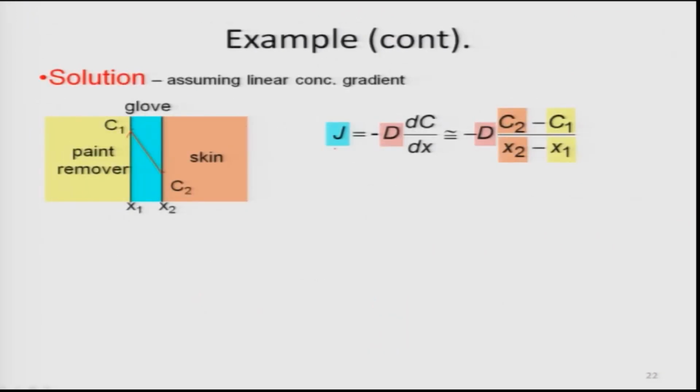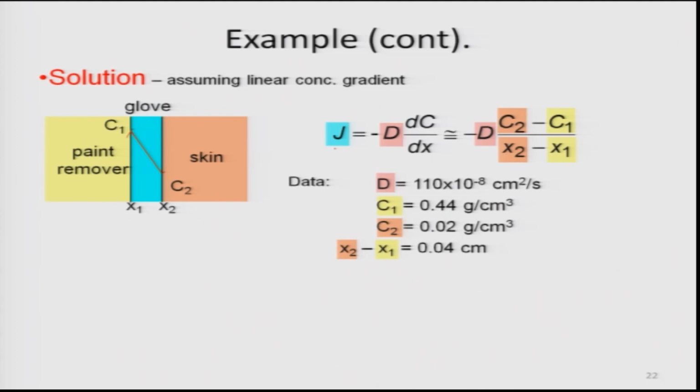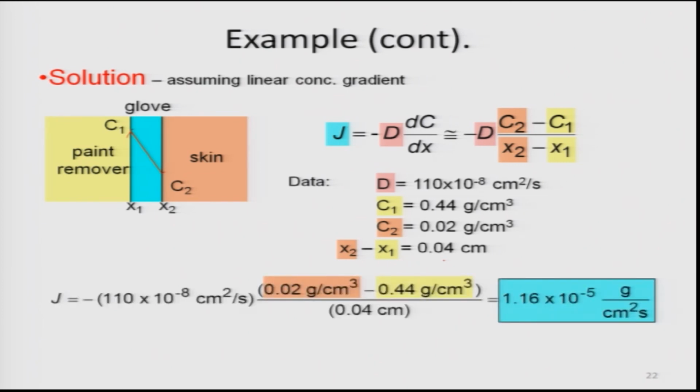So, we can write down flux J is equal to minus D del C del x, that is equal to D (C2 minus C1) over (x2 minus x1), we have seen that, and let us calculate that. D is given, C1 and C2 are given, and x2 minus x1 is 0.4 centimeter. So, what do you get? You get 1.16 × 10^-5 gram per centimeter square second as the flux.